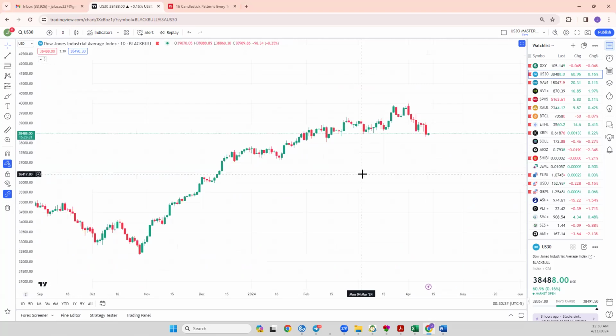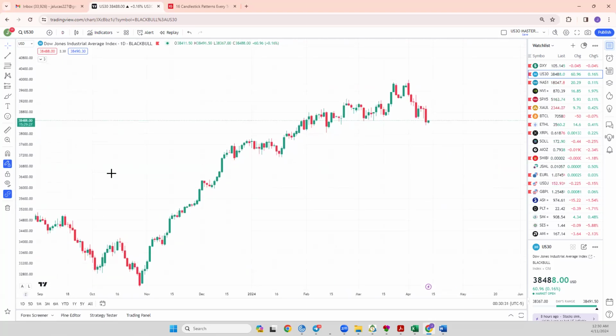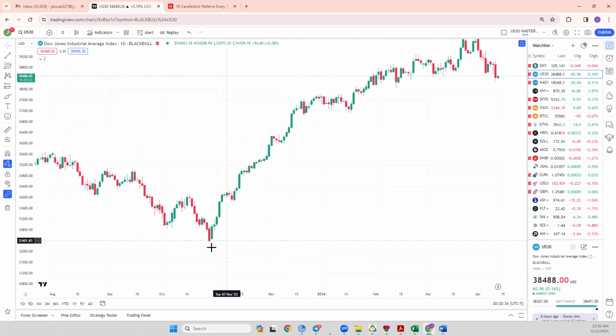So I want to get as focused as I can. Let's look at the daily. Okay, let's look at some really strong support and resistance levels on a daily. So let's just start here.